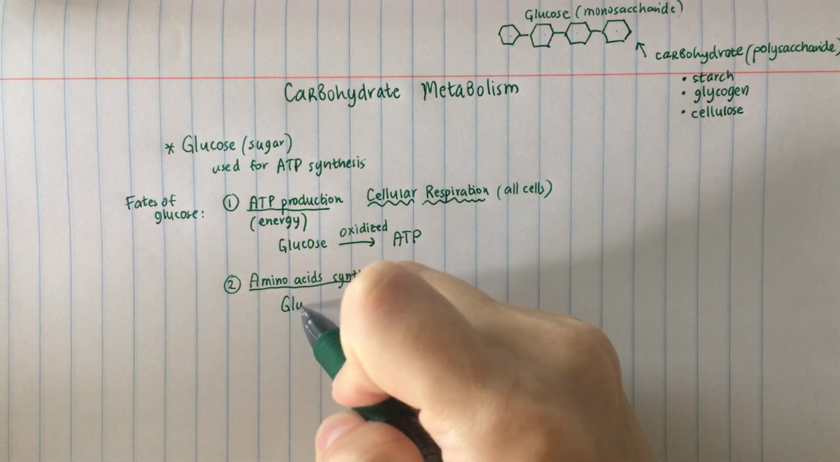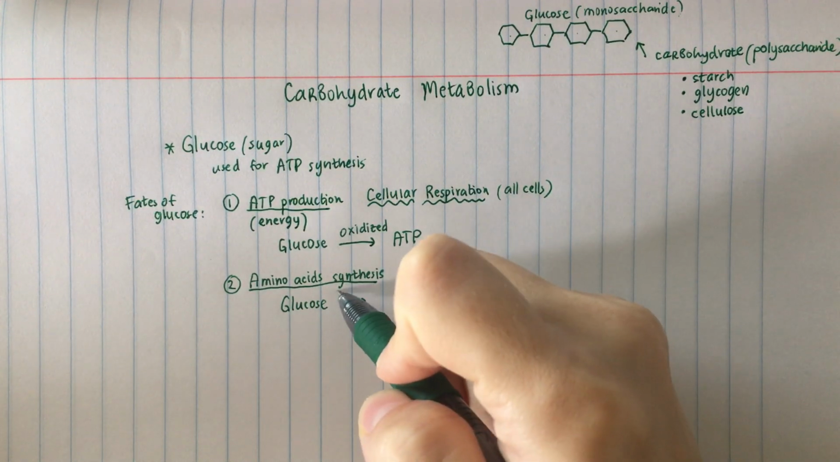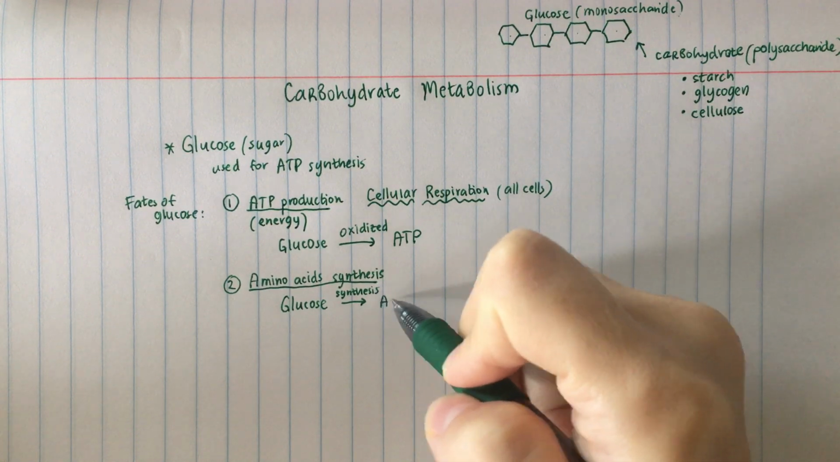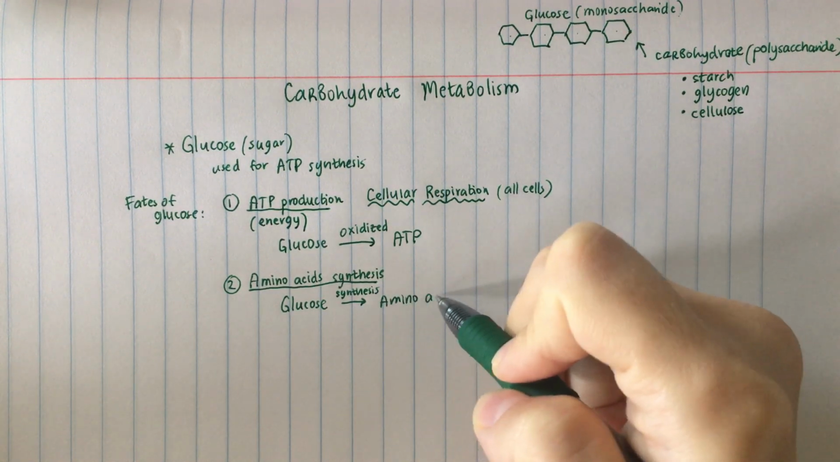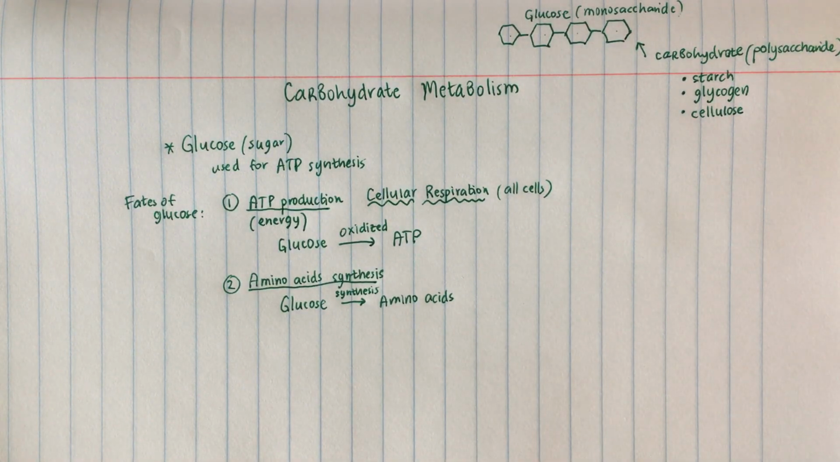So glucose can be used to synthesize amino acids. And I'll go over it in a minute.